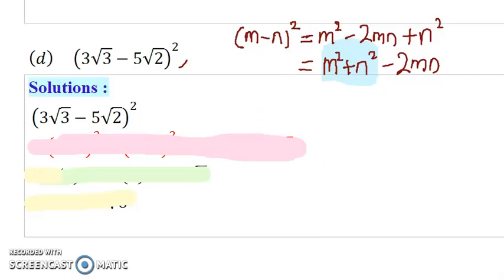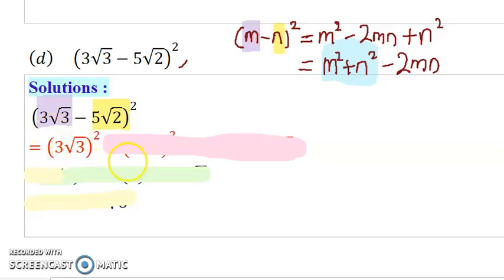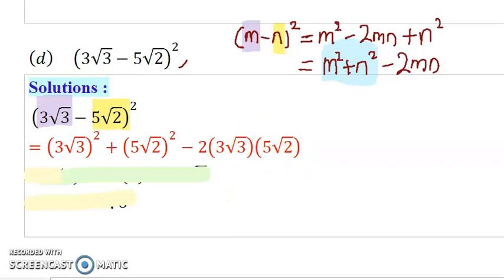And let's have a look at our calculations. So we consider m as 3 square root of 3. We consider n as 5 square root of 2. So by the time we expand according to this, we have the m squared, (3 square root of 3) squared, plus the n squared, (5 square root of 2) squared, minus 2 times 3 square root of 3 multiplied with 5 times square root of 2. Again, the step in red is just a reference step, as a beginner.